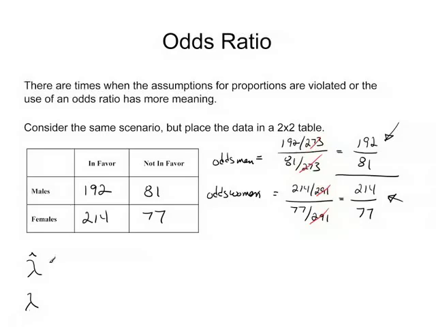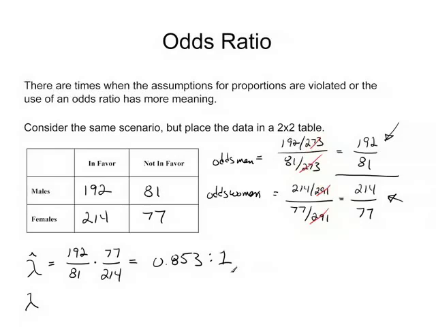So lambda hat will be 192 over 81 times 77 over 214. So that's the odds of males to females. And when you actually do the arithmetic on that, you're going to get 0.853, I think. Okay, so what this is saying, if we think of this as 0.85 to 1, for every 0.85 man that was in favor, 1 female was in favor.